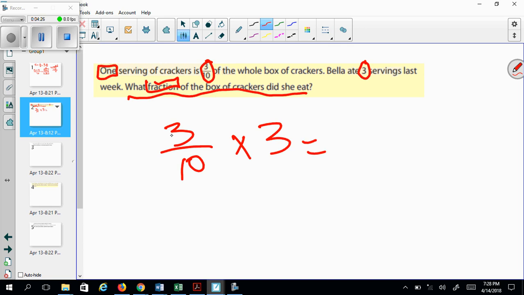So remember, you do 3 times 3. You do your numerator times the whole number. 3 times 3 is 9. Your denominator stays the same at 10. Now, I don't have to do anything with this because this is not a fraction greater than 1. It's just a fraction. So I'm going to leave it as is. She ate 9/10 of the box of crackers. Hopefully not all at once, or else she'd probably have a stomachache. Or she would have ruined her dinner. Either way. But, point being, this is our answer. So she ate 9/10 of the box of crackers.